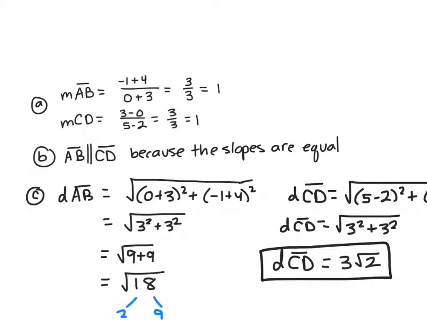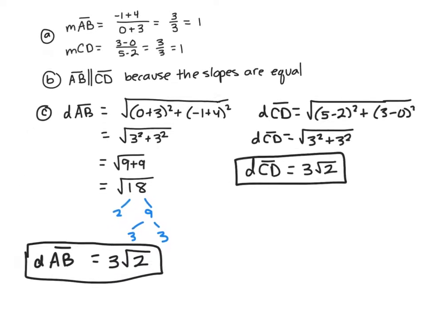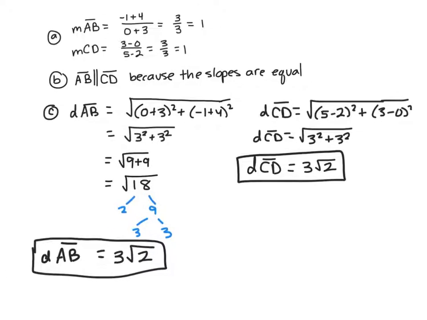Now let's check our distance formula. So here's the distance from point A to point B, 3 root 2. Here's the distance from point C to point D. And what we can conclude from here is actually that line segment AB is congruent to line segment CD. They have the same length, so they are congruent.